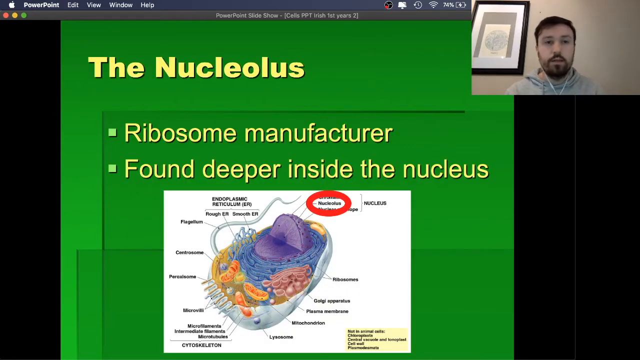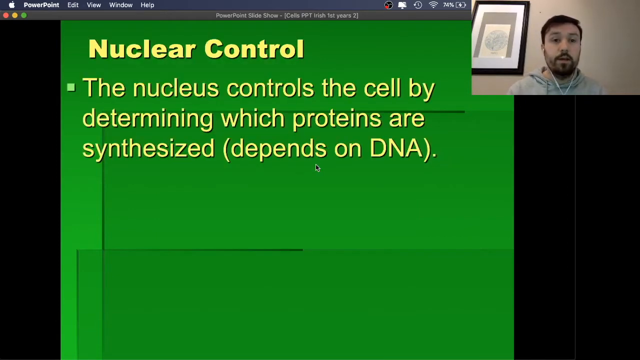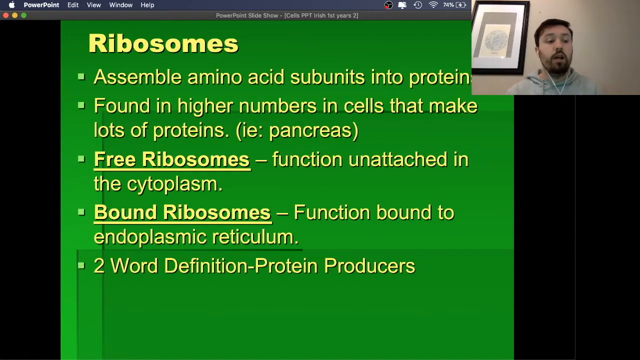So real quickly, we'll talk about the nucleolus, which is inside of the nucleus. If you have the nucleus here, inside of it is the nucleolus, which is this big, darker purple area in the center of the nucleus. It's where these things called ribosomes are made, which is what we're going to talk about next, okay? So, ribosomes.